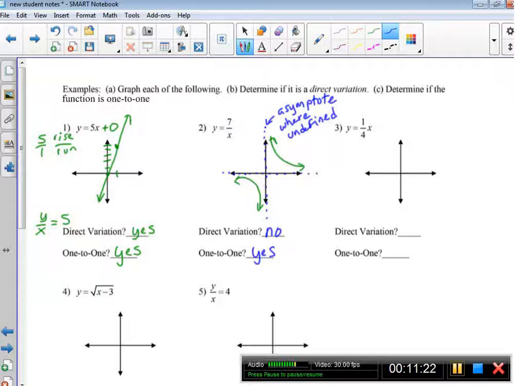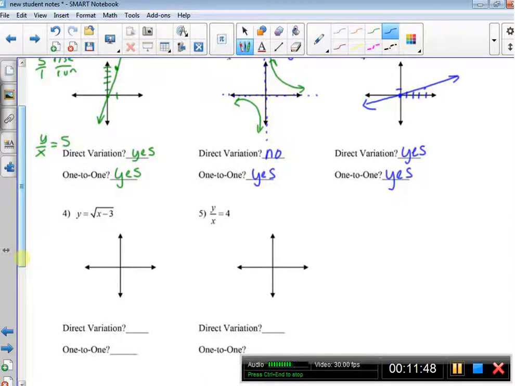All right, now on to number 3. Now we have, again, starting at the origin, and then the rise is 1, the run is 4. So now it's going to be just a little less steep. And yes, that's a direct variation. It's linear. It's going through the origin. Yes, it is one-to-one.